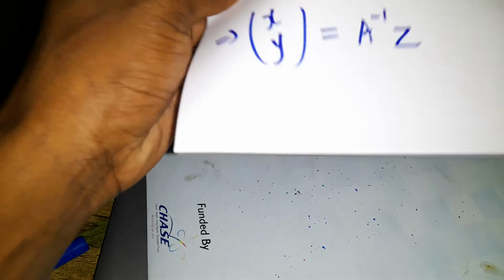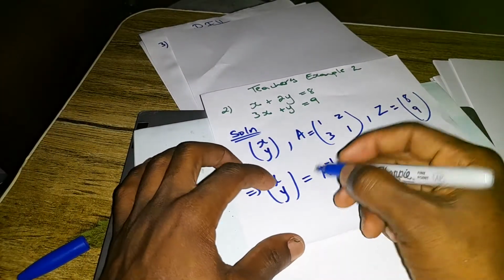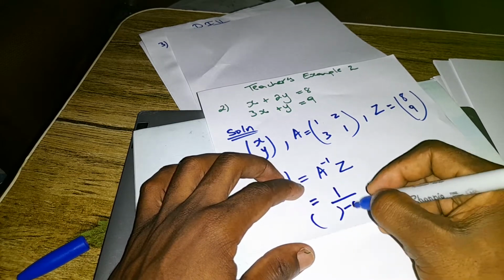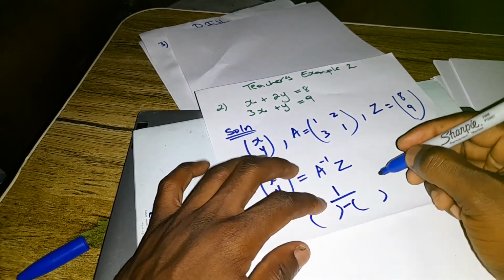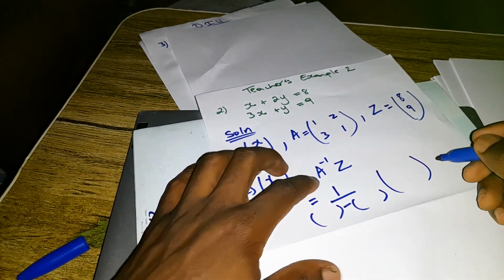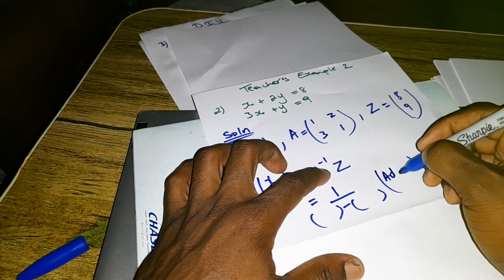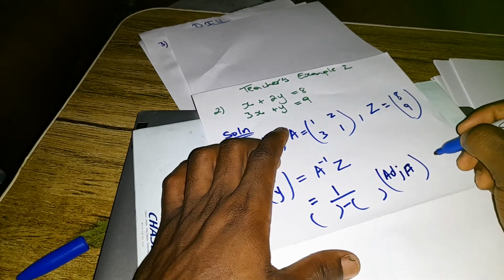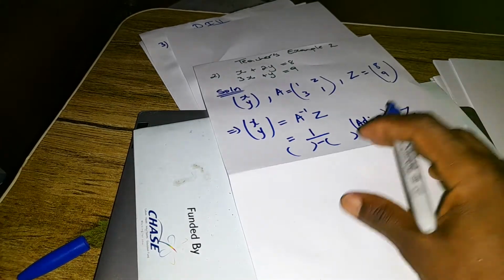We know how to find the inverse already, in the same order, right? What is the inverse? Put 1 over the determinant of A, work out your adjoint, put your adjoint of A, and then you put Z. All right, good.